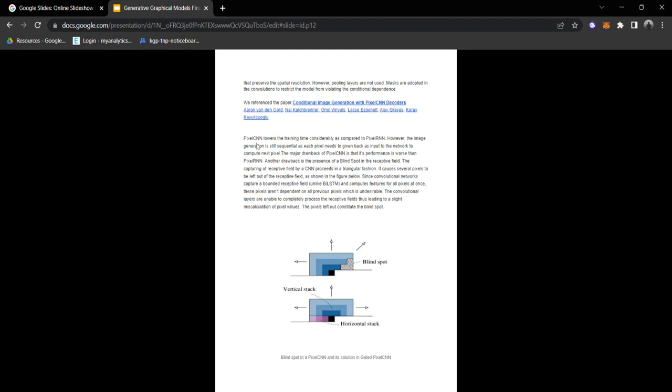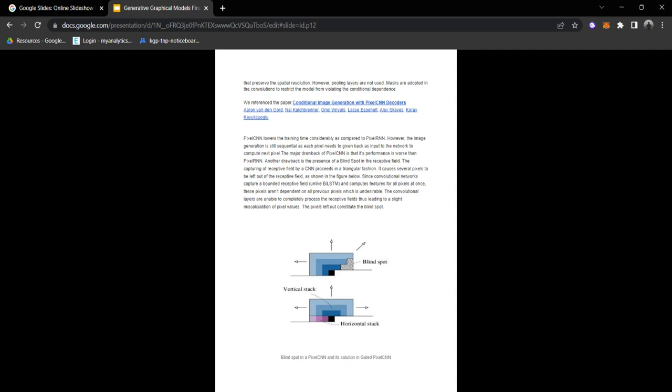Now, Pixel CNN lowers the training time considerably as compared to Pixel RNN. However, the image generation is still sequential, as the pixel needs to be given back as input to the network to compute the next pixel. The major drawback of Pixel CNN is performance drop. Its performance is worse than Pixel RNN. Another drawback is the presence of a blind spot in the receptive field.